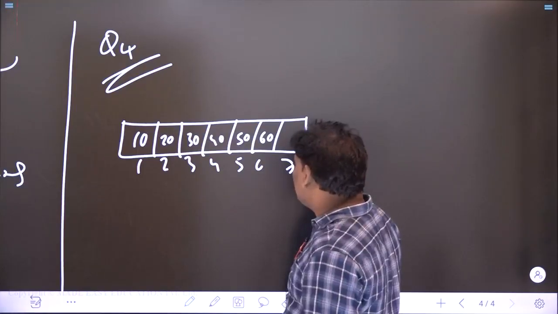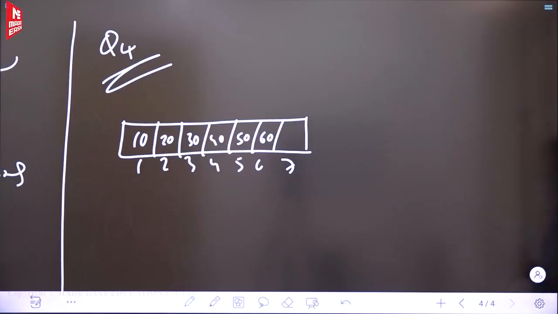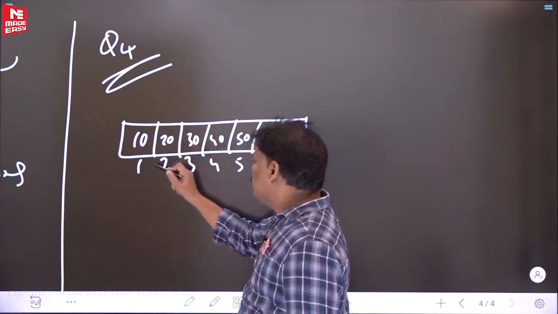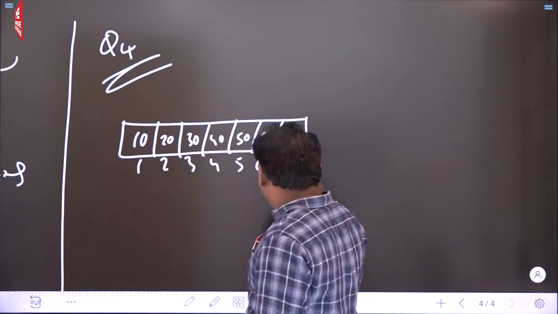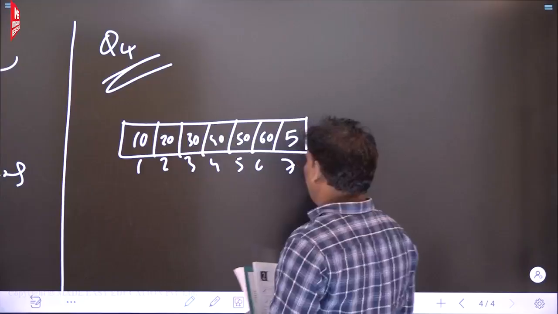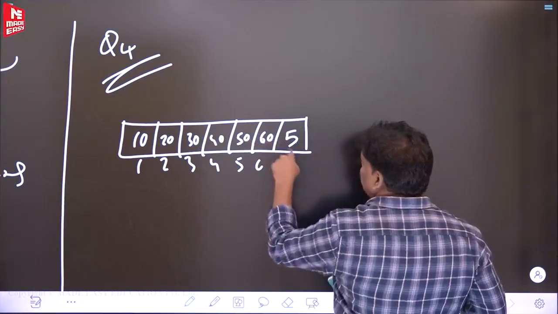Listen, everyone. Here, if you see this one, the index is more but the value is less, so it is an inversion. If you observe clearly, index is more but value is less, this is called an inversion.